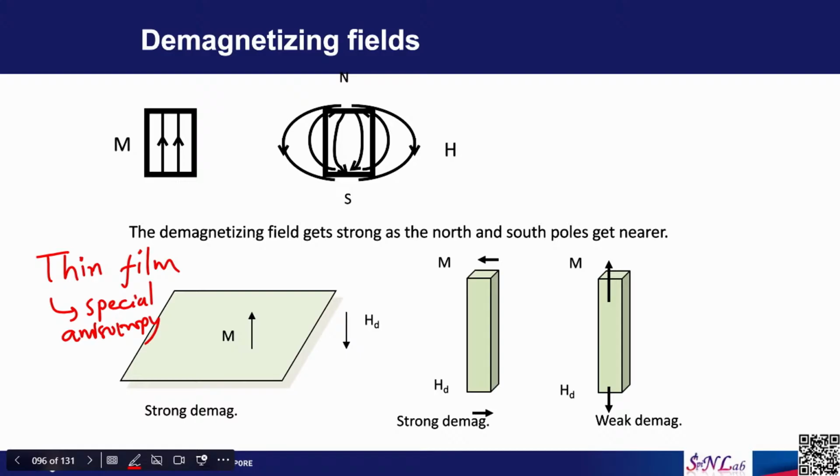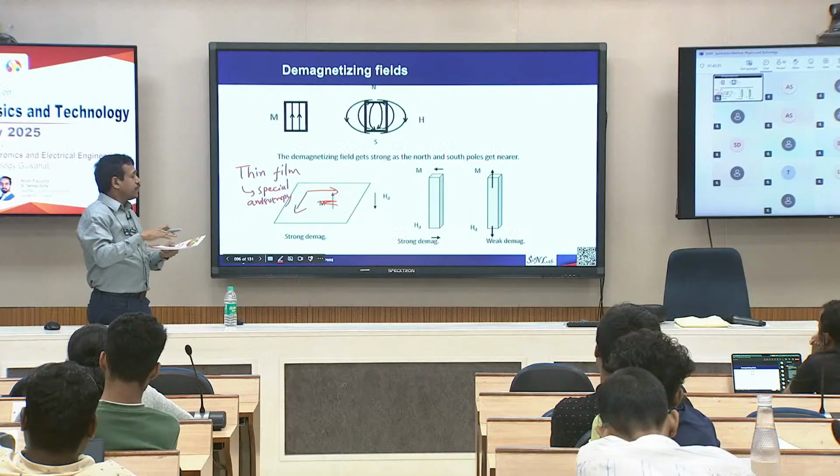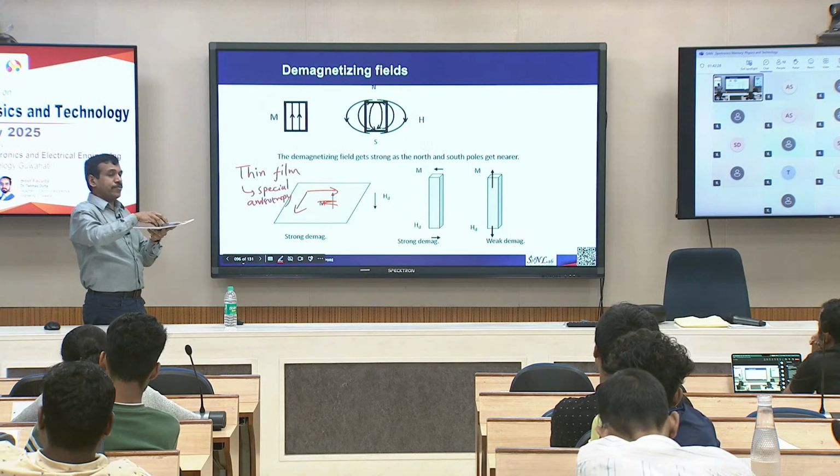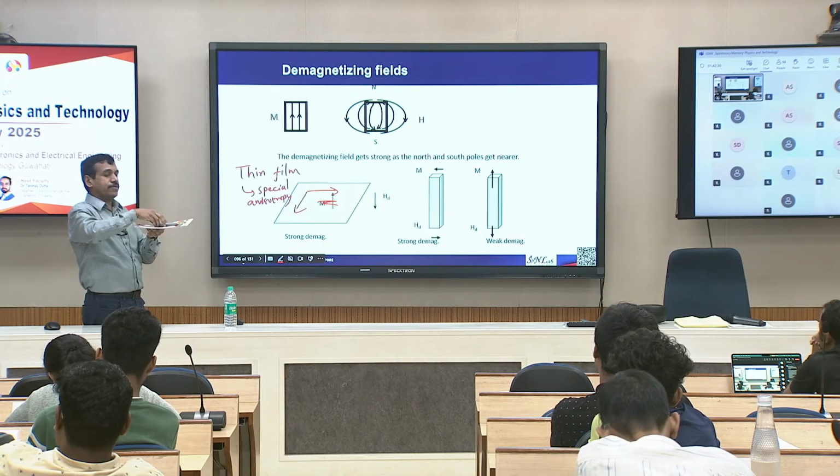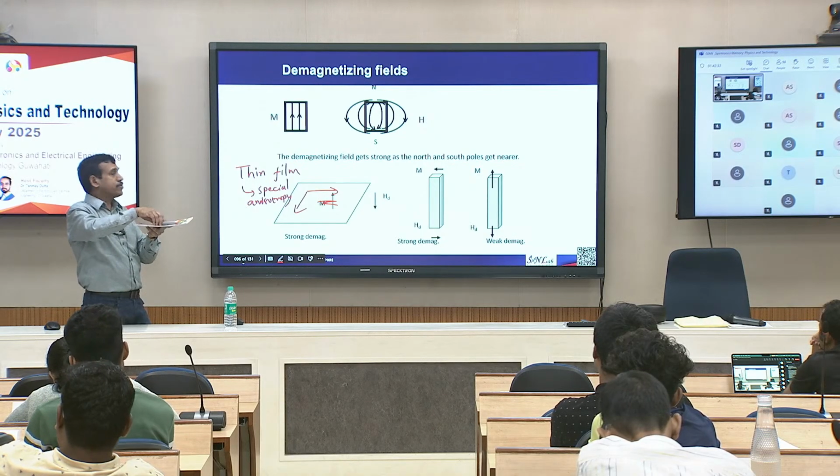Okay. The demag field is very strong along this direction. So, when there is no special anisotropy, the magnetization of a thin film is always parallel to the film, either along this direction or this direction. Okay. So, in the case of thin films with no anisotropy, the magnetization will be either parallel along this direction or this direction. Okay.